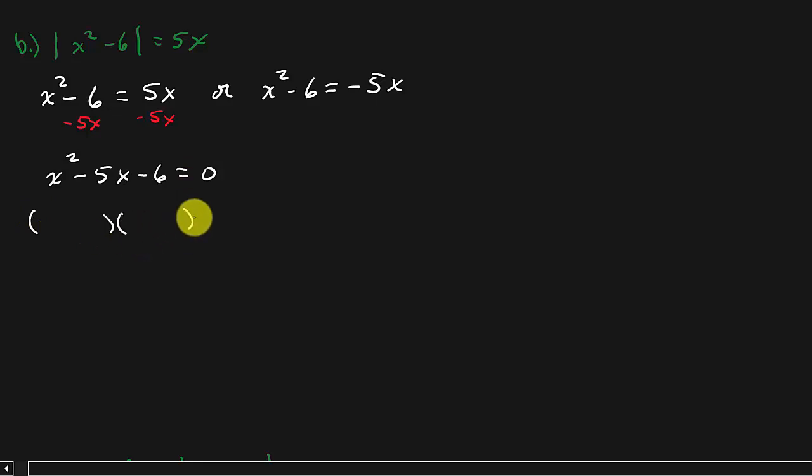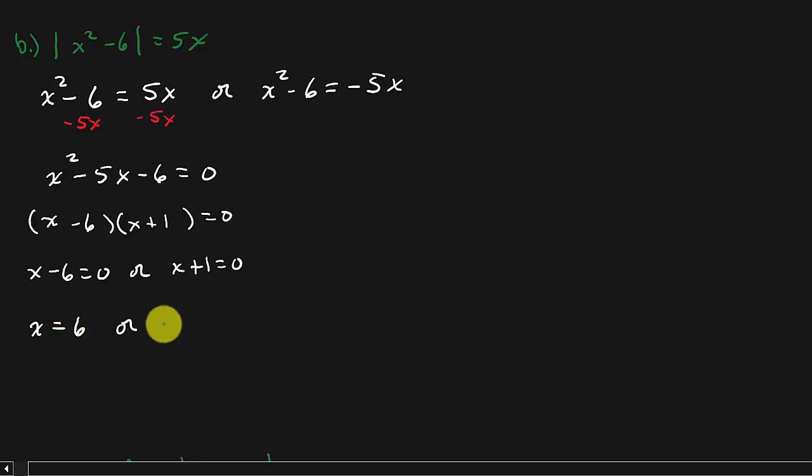And then let's go ahead and solve this thing. So x minus 6, x plus 1. And so x minus 6 equals 0, or x plus 1 equals 0. So I get x equals 6, or x equals negative 1. All right, so now let's add 5x to both sides. So I get x squared plus 5x minus 6 equals 0.